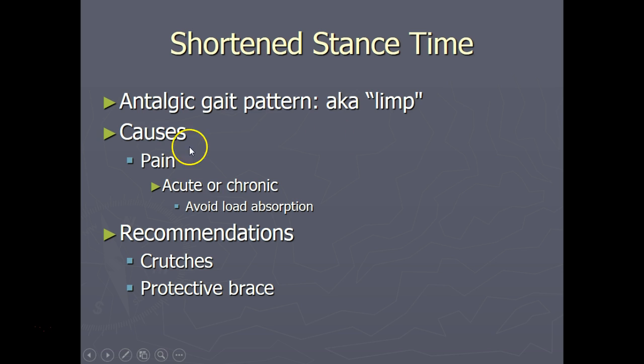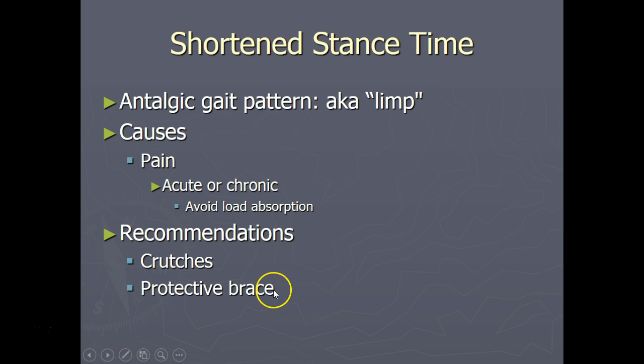Other causes of a shortened stance time would be pain, again, either acute or chronic. The big deal with shortened stance time is this idea that they don't want to load the joint. They don't want the ground reaction forces to go up the kinetic chain. And so as a result, they shorten the amount of time they spend in the stance phase. Now, if this is the case, the recommendation has honestly been to put the patient in a non-weight bearing position. That could be crutches on this campus, good luck. It could be a protective brace. It could be a scooter. It could be all kinds of different things.